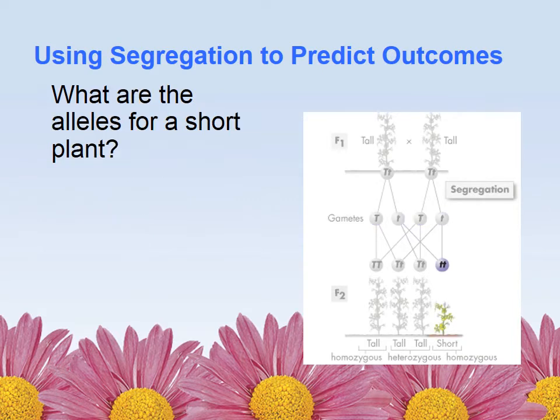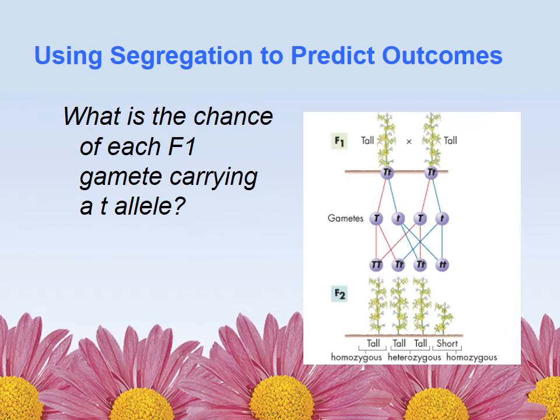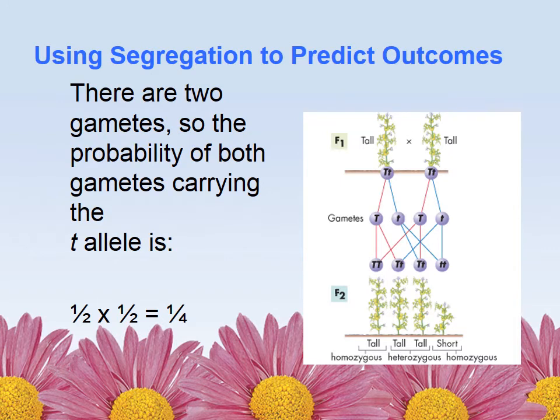And what are the alleles for a short plant? It has to be little t, little t. And what is the chance of each F1 gamete carrying a T allele? That's right, it's 1 in 4. There are 2 gametes, so the probability of both gametes having it is going to be 1/4. So 1/2 chance of having one little t from one plant, and then a 1/2 chance of having another little t from the other plant.